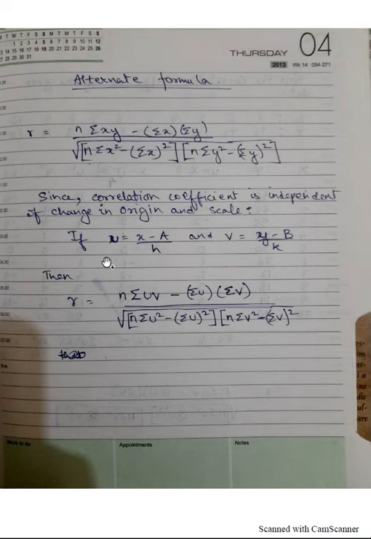So we can alternately replace x and y in this formula by u and v and find the correlation coefficient, and that will still give us the same value of the correlation coefficient, that is r is equal to n summation uv minus summation u into summation v, divided by under root n summation u square minus summation u square into n summation v square minus summation v square. So let us see how it works.